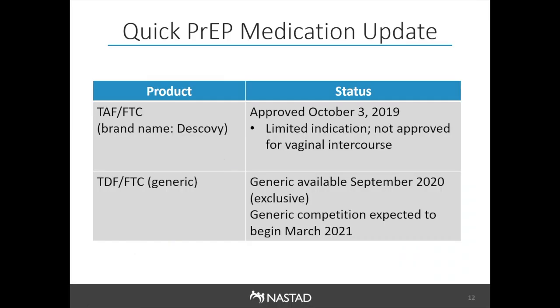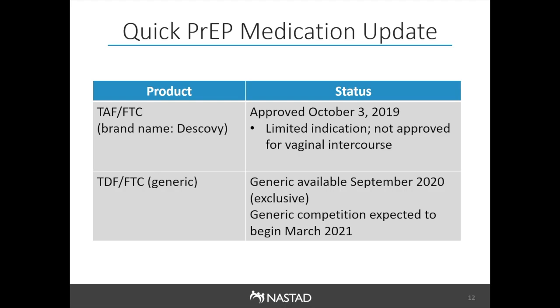Brief note: there are now two medications approved for PrEP by the US Food and Drug Administration. Truvada was approved for PrEP in 2012, and a generic TDF/FTC version will be available starting in September 2020, and we expect many health plans will begin covering this option soon after it comes online.